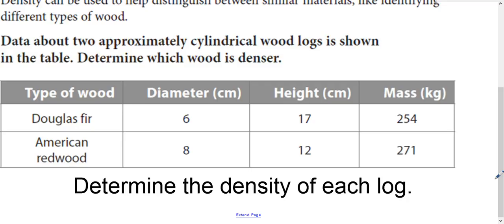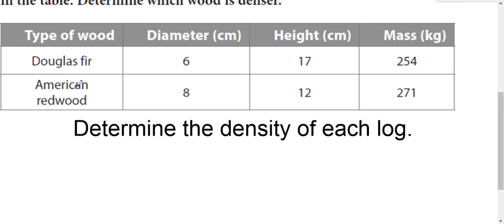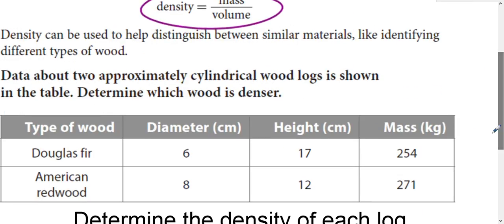So here's Douglas fir and American redwood. We've got the diameter, we've got the height. They're cylinders because that's what logs usually are, a cylinder shape. And we know the mass. So we're going to determine the density of each log. For each of them, density is mass divided by volume. We know the mass, we need to find the volume so we can divide it.